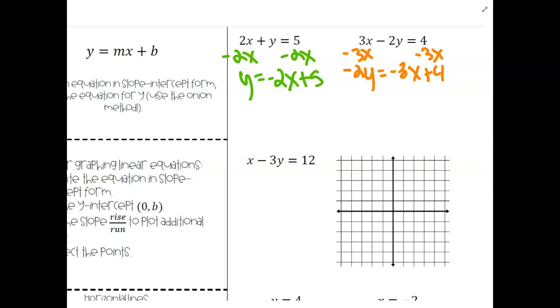And just like we did yesterday, to get rid of the negative 2, we would divide everything by negative 2. And then remember, we do the butterfly method here. So I would take negative 3 over negative 2. A negative over a negative would give me a positive 3 halves x. And then we would take 4 over negative 2, which would be your minus 2. So that's what we did yesterday. Today we are going to do that, and then we're going to graph the equations that you get.